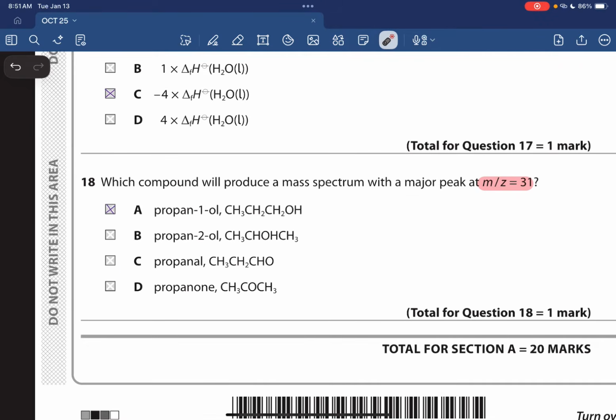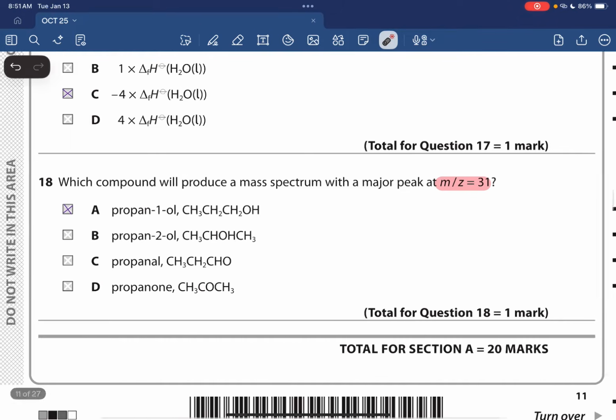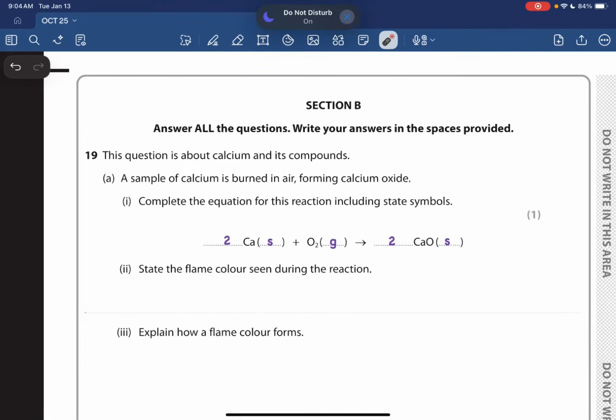Okay. Now, while solving this kind of mass spectrometry question, make sure that you take your calculator and do some trial and error. So this brings us to the end of section A. So, this is section B from the same paper. Let's just start solving this.